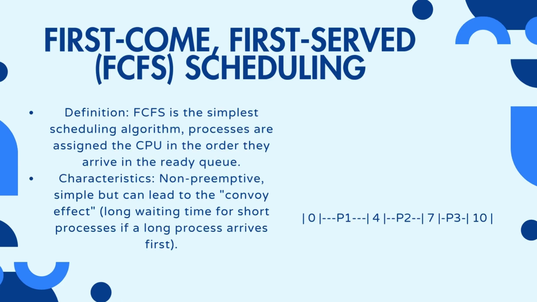FCFS schedules processes strictly in their arrival order, like a queue or a counter ticket. Once a process starts, it runs to completion without interruption. This simplicity can lead to long waiting times if short jobs wait behind long ones.